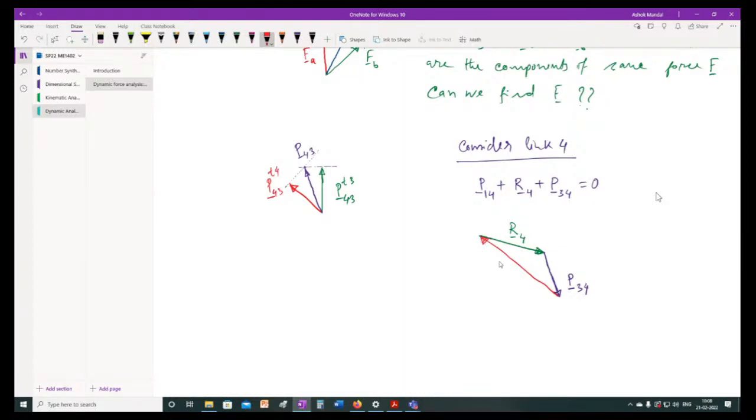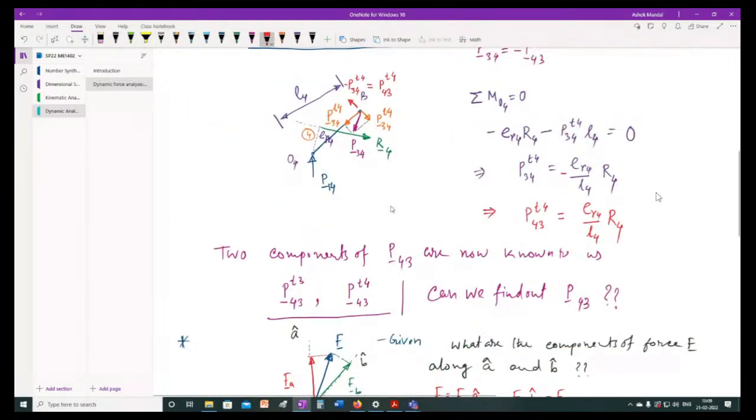What is this vector? The red one, P14, right? Yes, sir. Is it fine? So now this P14, this red one, you measure this and multiply with the scale. The scaling factor, whatever you have used here, gives you the magnitude and direction of the joint force P14.